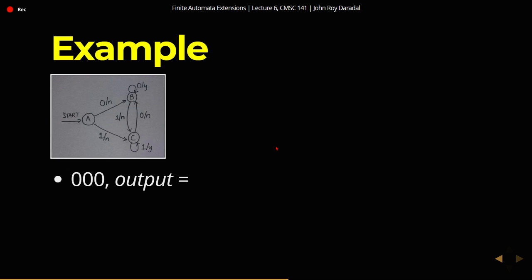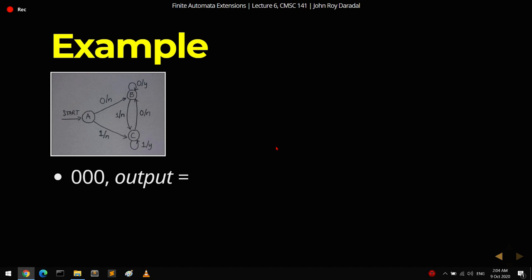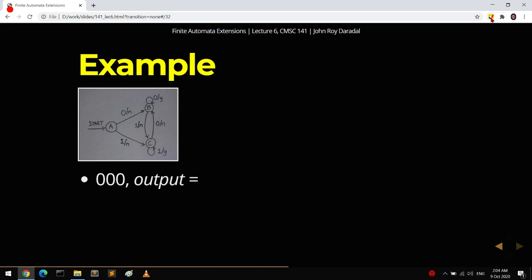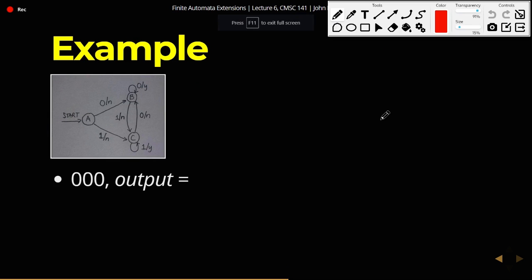Okay, so let's take a look at how these input symbols will be processed by the example Mealy machine. We're currently at state A, right? So we're at state A, and then on 0, so let's do that again.